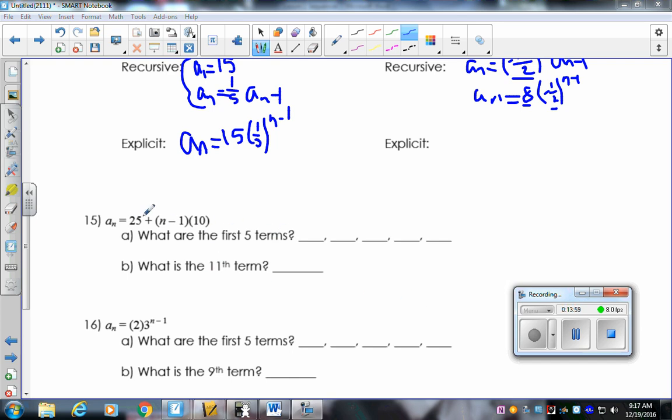All right, so the question says, what are the first 5 terms? Well, what's the first number? It's 25. It's always this number here. And then what's my common difference? It's 10. I can tell this is arithmetic and not geometric because of the formula. There's not an exponent. If you'll see in 16, there is, so that's a geometric.